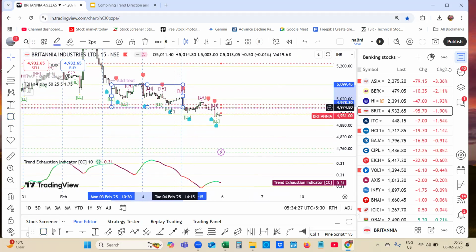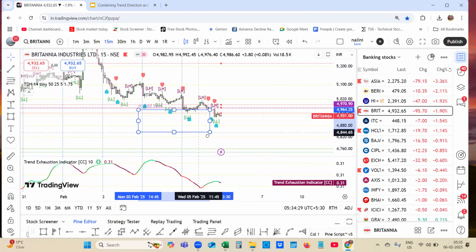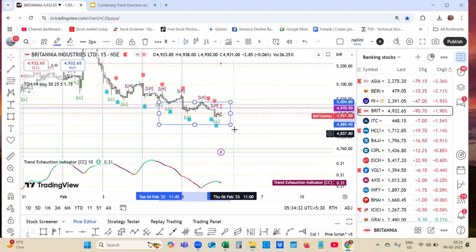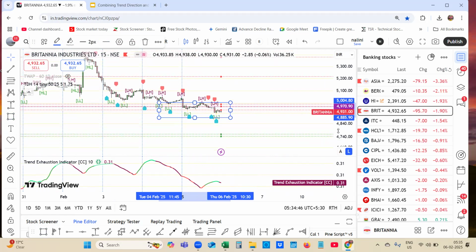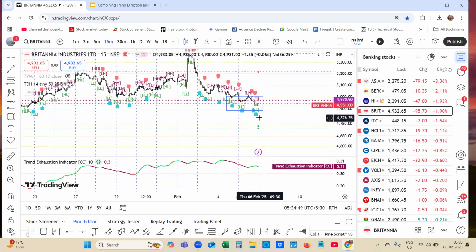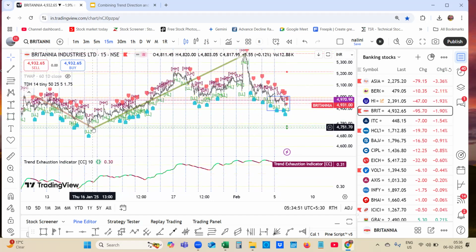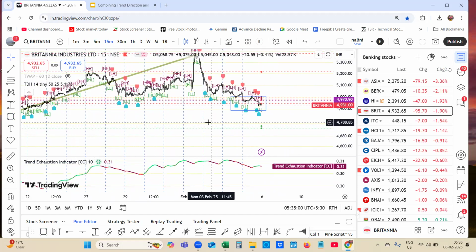Box breakdown, and if it is a measured move, we can anticipate Britannia to 4,885, and it has plotted the supports around 4766 and 4742. It is plotting the pivots where Britannia can go because the trend has started from here. It has started the move from this level, so it is plotting the supports over there.